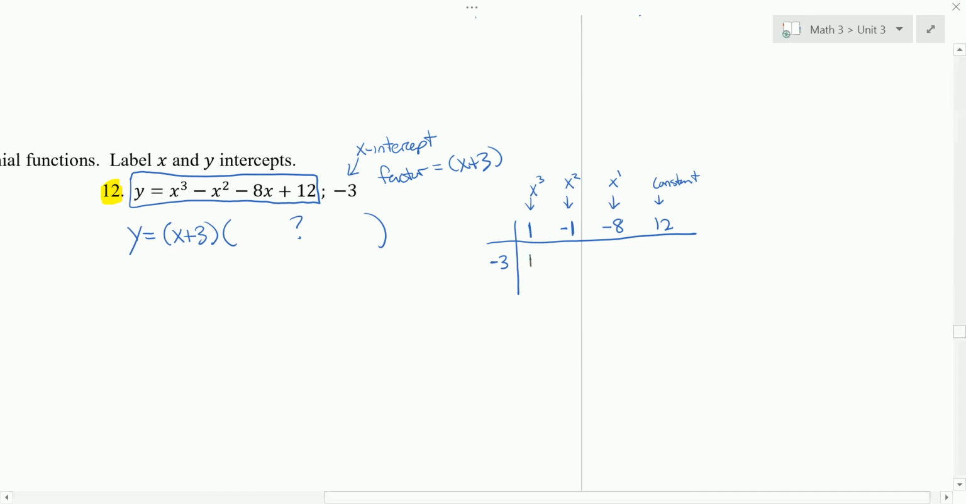So bring down the 1. Negative 3 times 1 plus negative 1 gives us negative 4. Negative 3 times negative 4 plus negative 8. That's 12 minus 8, which gives us positive 4. And negative 3 times 4 is negative 12, plus 12 gives us 0, and we need that remainder of 0. So 4 is our constant. Negative 4 is the coefficient of x, and 1 is the coefficient of x squared.